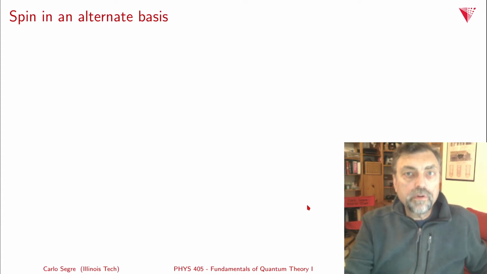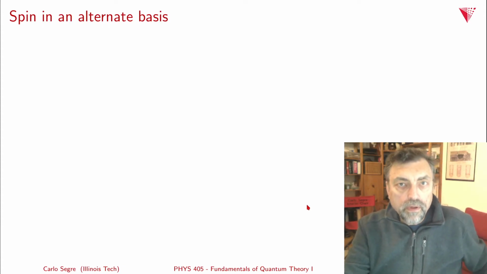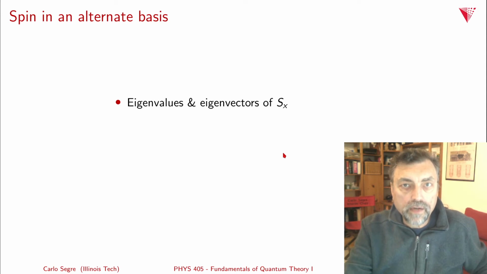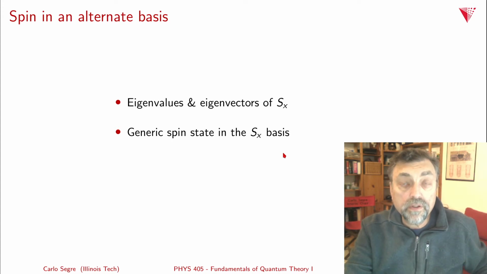In the last video, we introduced spin, and we wrote down our spin eigenfunctions in terms of S squared and the basis set for S sub z. We now want to talk about spin in an alternate basis. In this particular case, we're going to talk about what spin looks like in S sub x. We're going to start with the eigenvalues and eigenvectors of S sub x. We'll then talk about the generic spin matrix or spin state in the S sub x basis. And finally, we'll talk about sequential spin measurements.